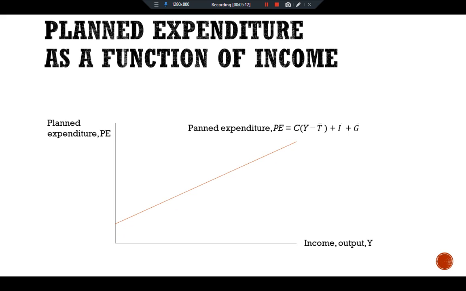The slope is upward because higher income leads to higher consumption. So here we have the marginal propensity to consume. The slope of this line is the marginal propensity to consume, MPC. It shows how much planned expenditure increases when income rises by $1. This planned expenditure function is the first piece of the model called the Keynesian cross. This shows that planned expenditure PE depends on income because higher income leads to higher consumption, which is part of planned expenditure. The slope of planned expenditure as a function of income is the marginal propensity to consume, MPC.